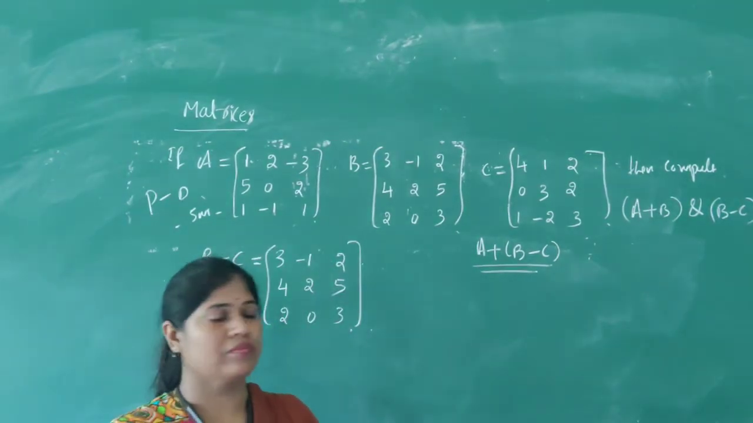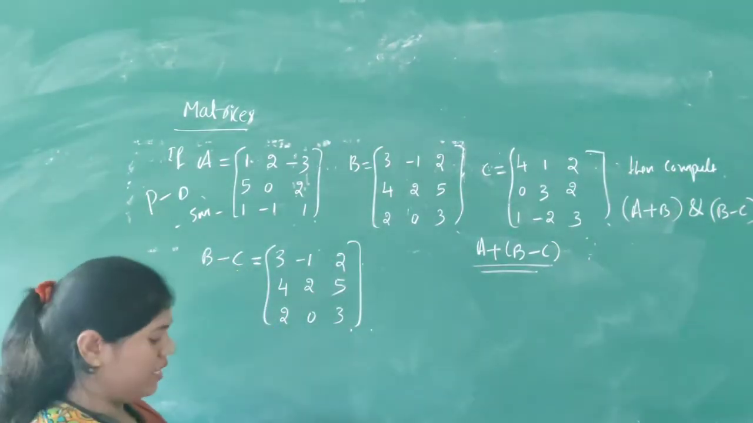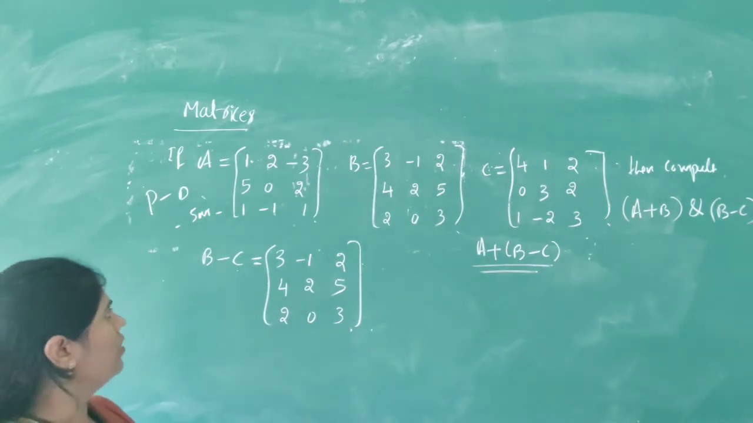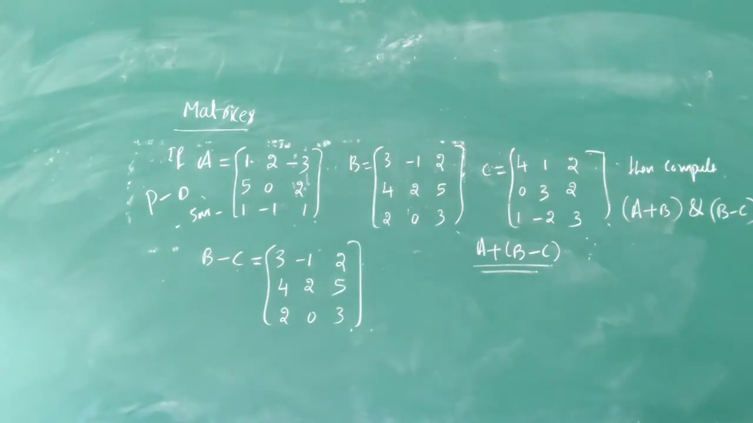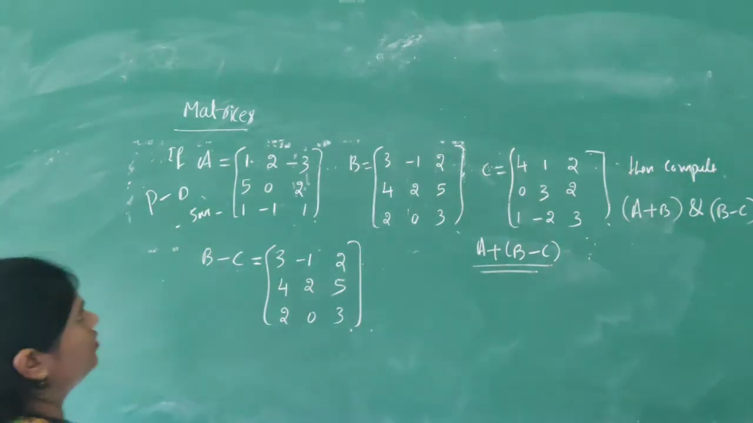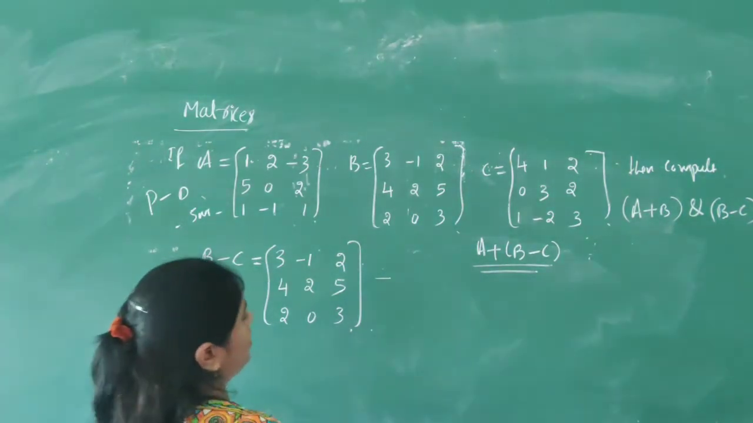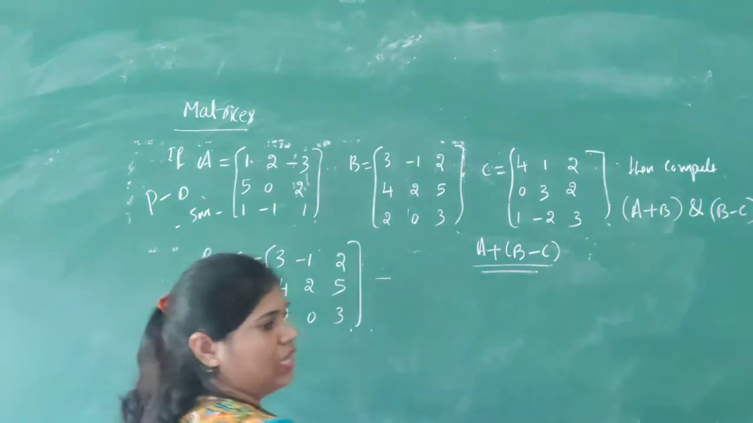Okay, students. So, B minus C is equal to what? So, B minus C. This one is B minus what? What is C value?